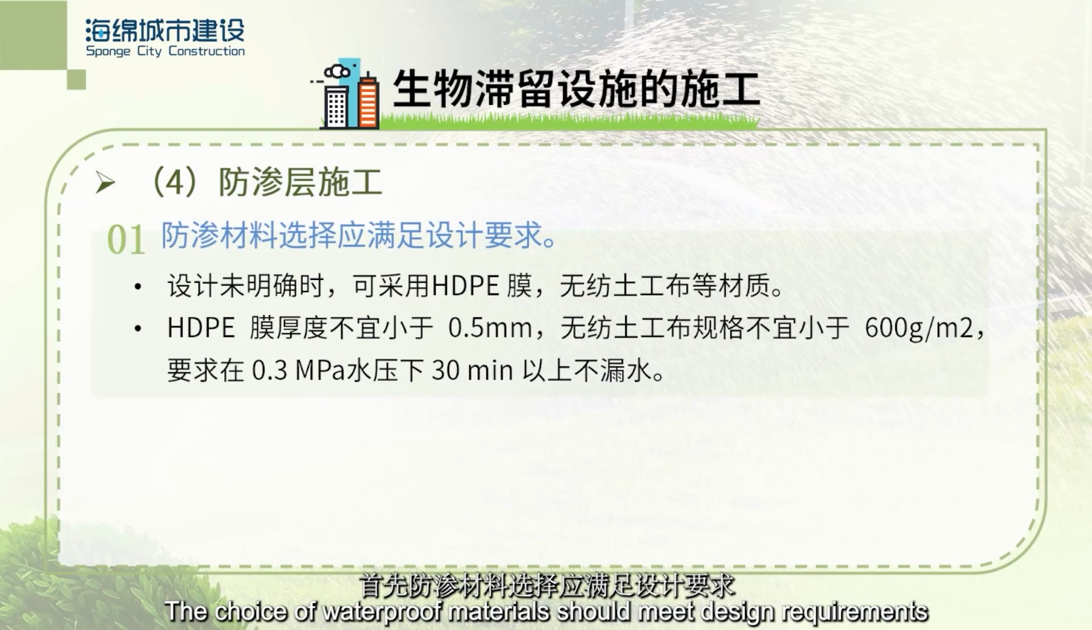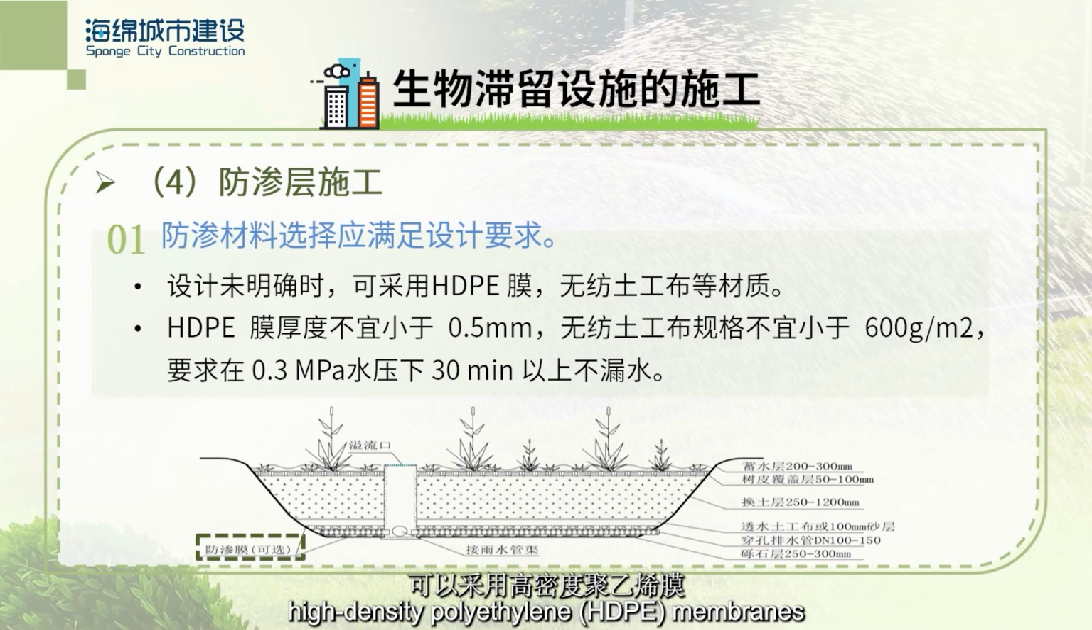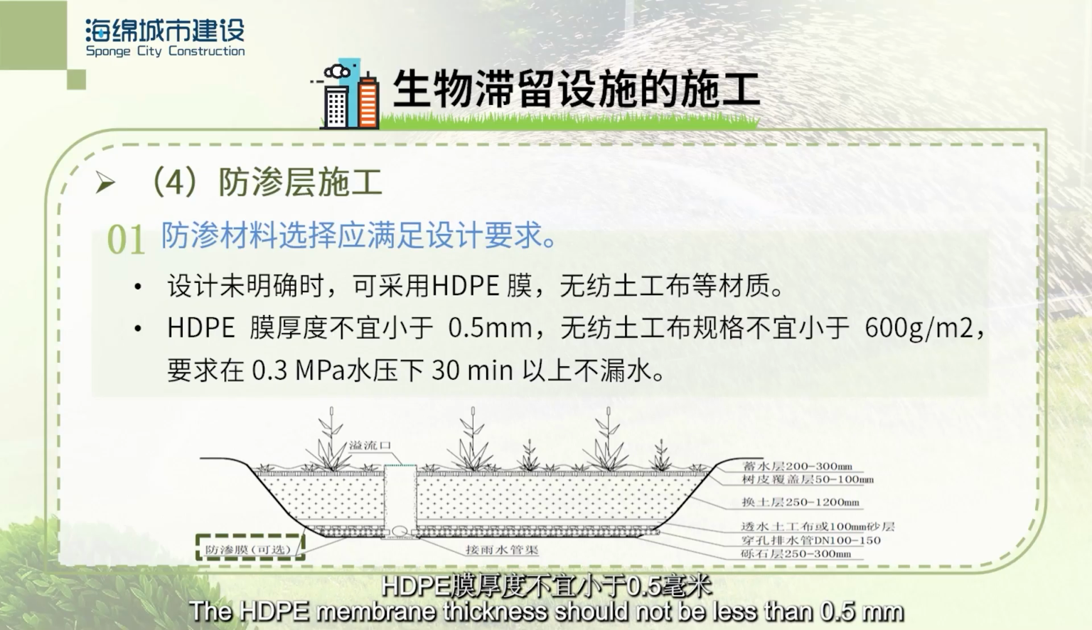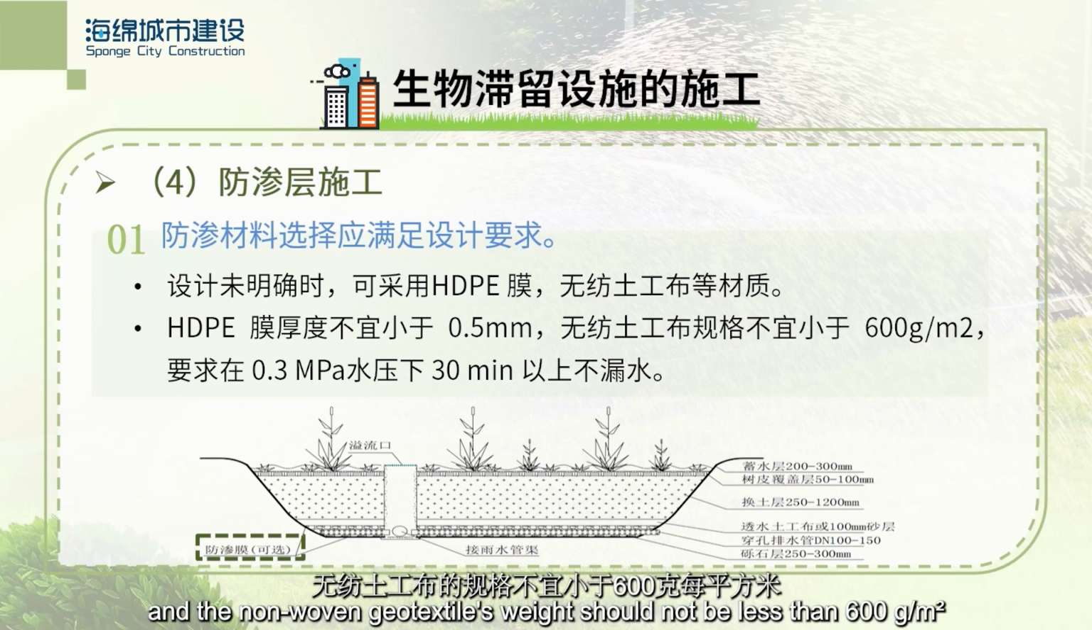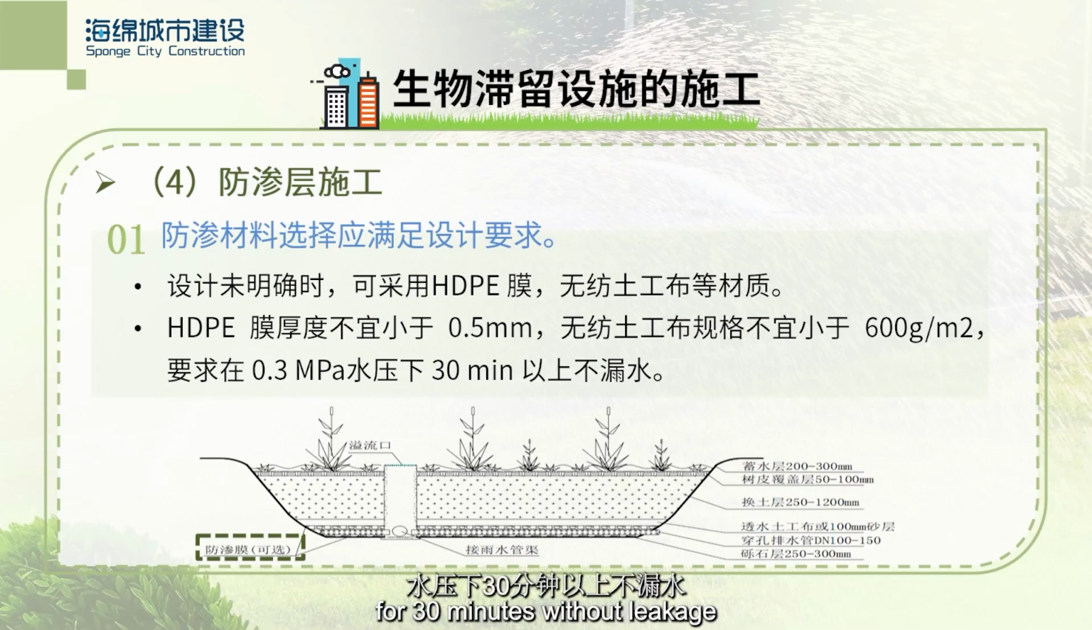The choice of waterproof materials should meet design requirements. If the design is unclear, high-density polyethylene HDPE membranes or non-woven geotextiles can be used. The HDPE membrane thickness should not be less than 0.5 millimeters, and the non-woven geotextiles weight should not be less than 600 grams per square meter. The water pressure test should be conducted at 0.3 MPa for 30 minutes without leakage.